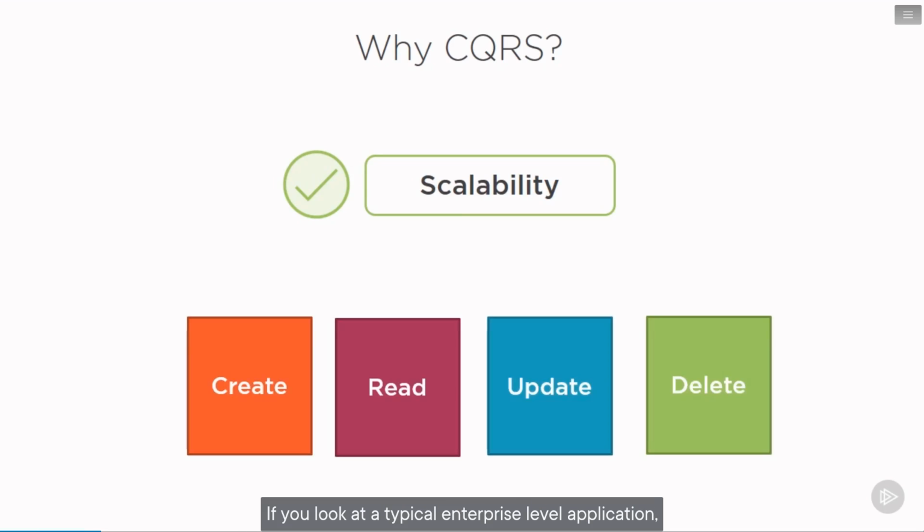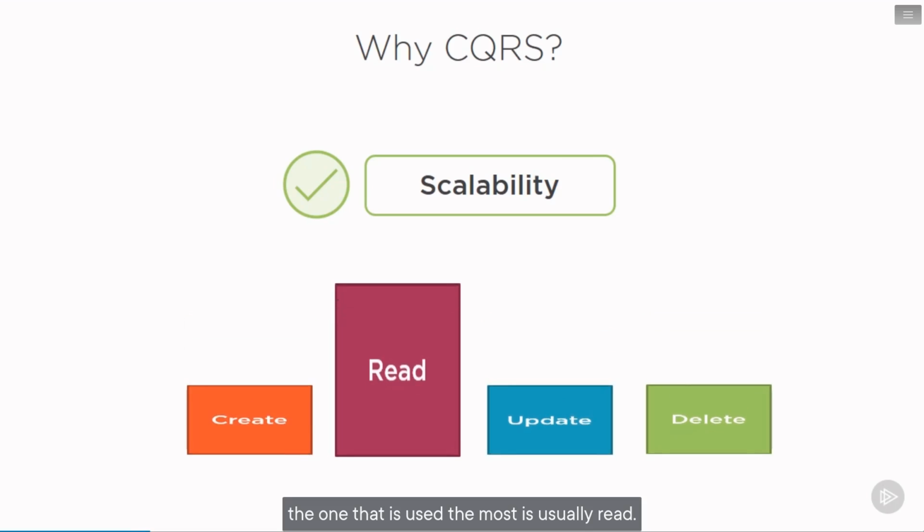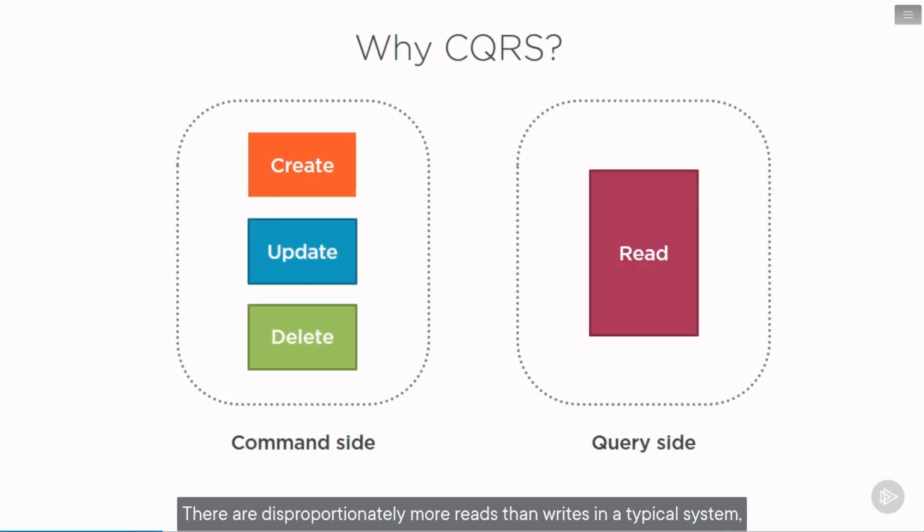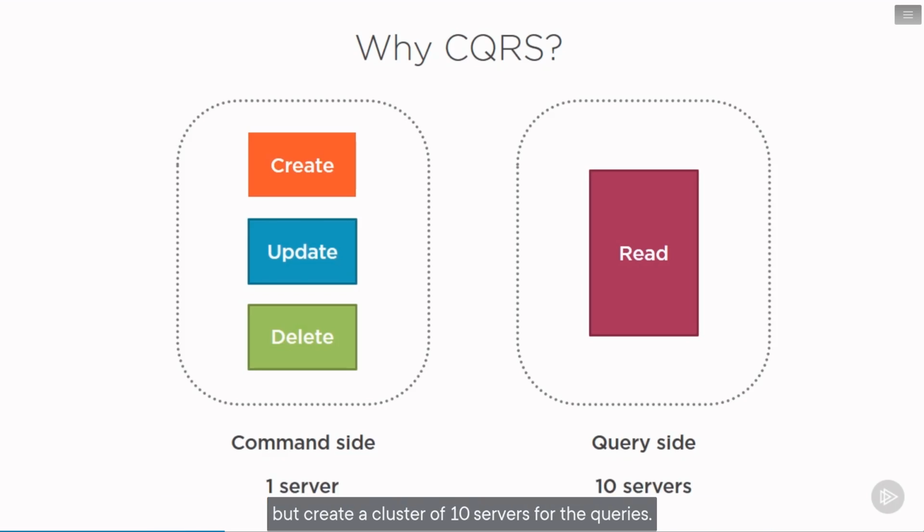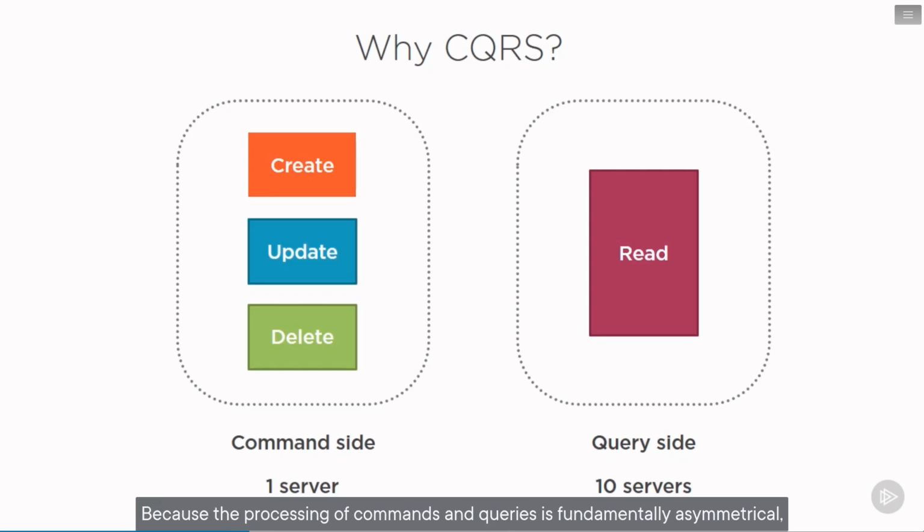If you look at a typical enterprise-level application, you may notice that among all operations with this application, among all those create, read, update, and delete operations, the one that is used the most is usually read. There are disproportionately more reads than writes in a typical system, and so it's important to be able to scale them independently from each other. For example, you can host the command side on a single server, but create a cluster of 10 servers for the queries. Because the processing of commands and queries is fundamentally asymmetrical, scaling these services asymmetrically makes a lot of sense too.